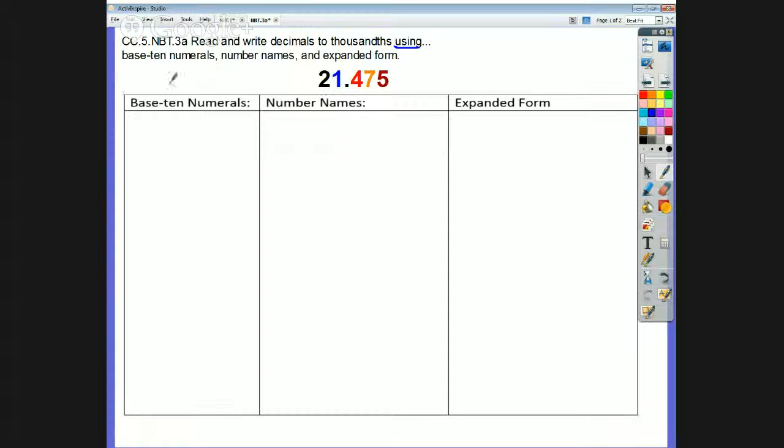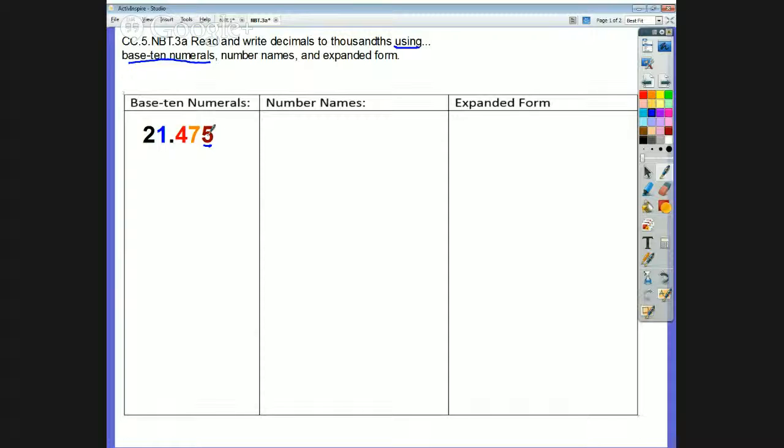So again, the example of base 10 numerals is when we write numbers that are just like this. So this is our base 10 numeral example. And I would read this as 21 and 475 thousandths. And the reason is because the 5 here at the end is in the thousandths place. It's 3 places over from the decimal point. So I would read this as 475 thousandths.